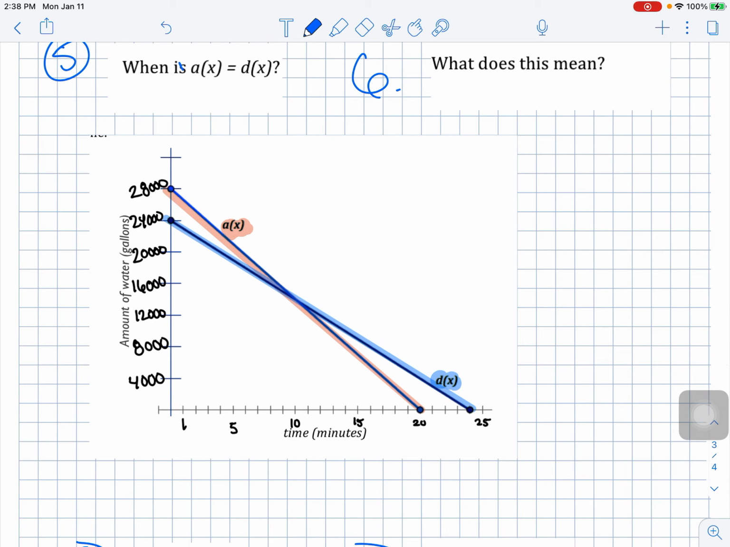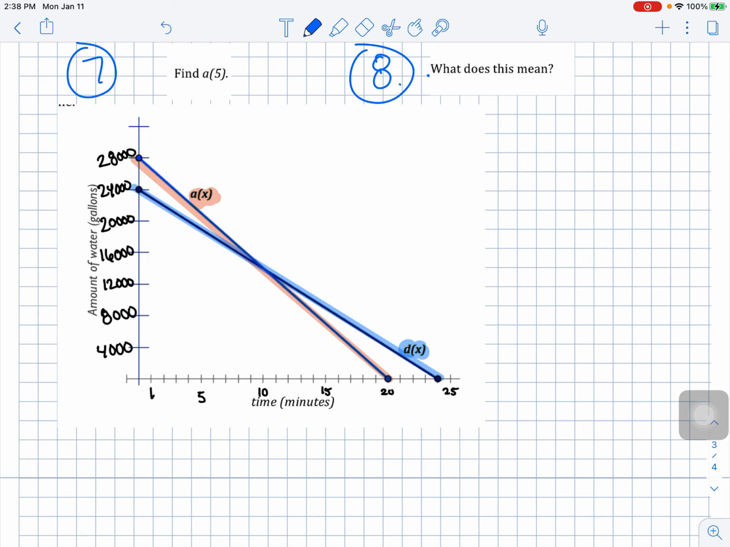Question number 5 is asking, looking at these two lines, when will A of X, the orange line, be the same as D of X, the blue line? When will they both be the same? And what they're looking for is an ordered pair. So at what point in the graph will the same minute and the same amount of water be in both rides at the same time? And what I just explained is number 6. What does that mean where they equal each other?